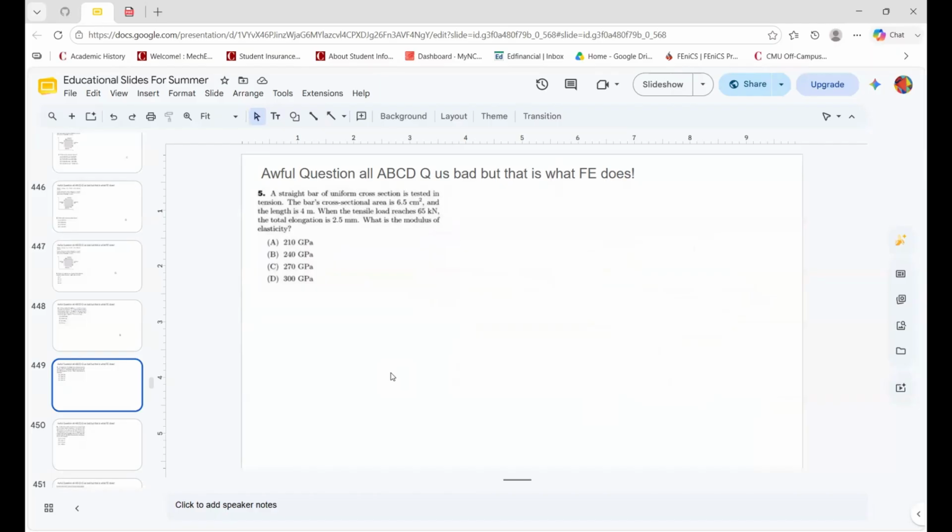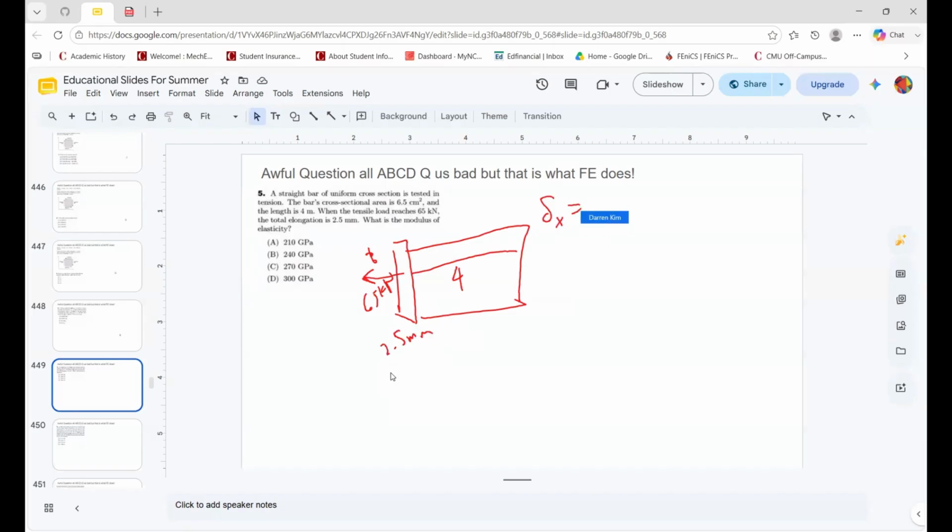So, a straight bar with a uniform cross section is tested in tension. The bar cross section is 6.5, another centimeters, good golly, and the length is 4. The tension load is 65 kilonewtons. The elongation is 2.5 millimeters, so delta equals about 2.5 times 10 to the power of negative 3, basically. What's the modulus of elasticity?